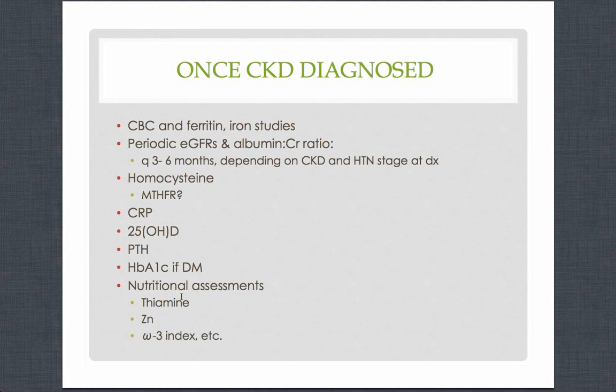Here are various labs once chronic kidney disease is diagnosed, including some with quite a bit of nutritional relevance, including homocysteine. There's a question here about testing MTHFR. This is because of the differential impact of different forms of folate on homocysteine and potentially the indication for different types of B12 on homocysteine for patients who do have MTHFR polymorphisms. This is not a clinical guideline. This is an emerging clinical trend to test MTHFR.